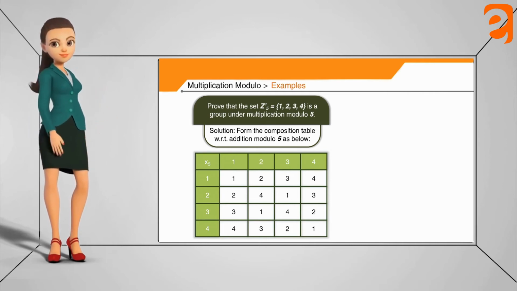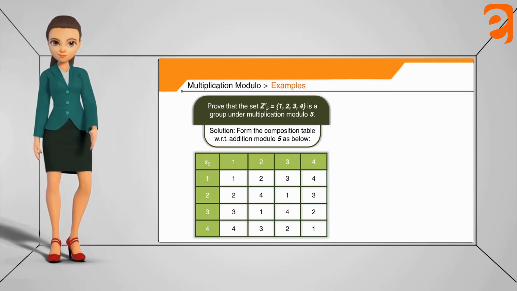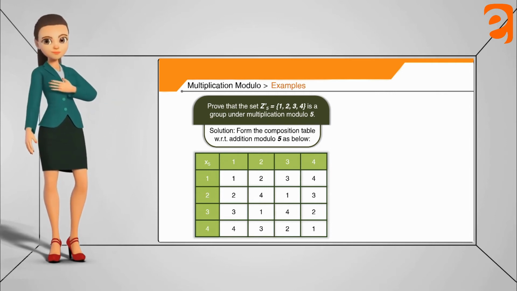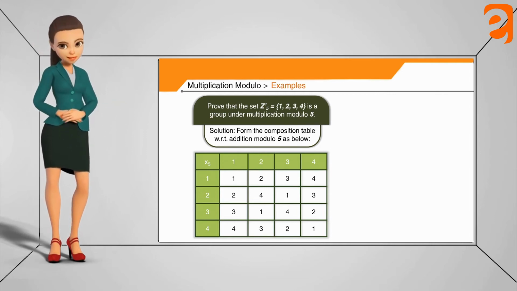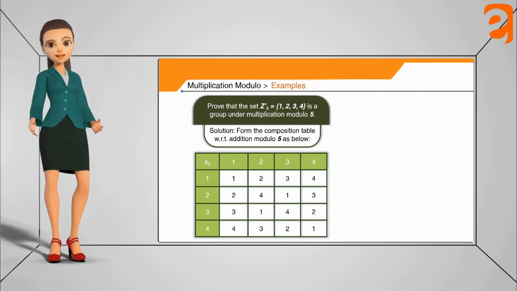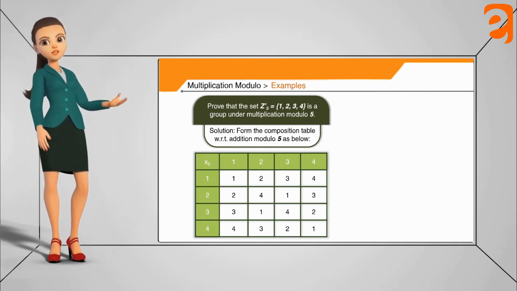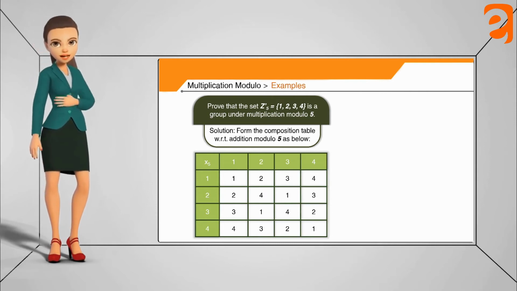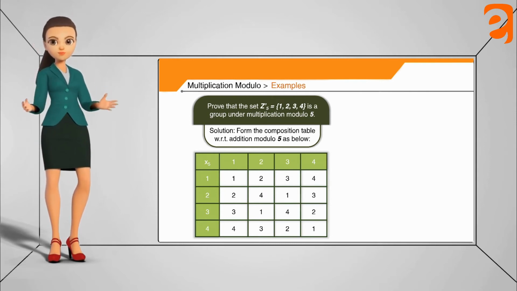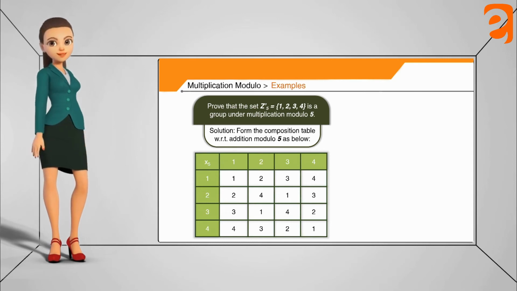Moving to the last row, 4 into 1, keep it as it is, 4. 4 into 2, 8, divided by 5, the remainder is 3. 4 into 3 is 12, divided by 5, remainder is 2. 4 into 4 is 16, divided by 5, least non-negative integer is 1. So this is how we are going to calculate the table.